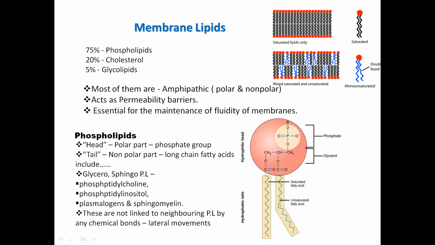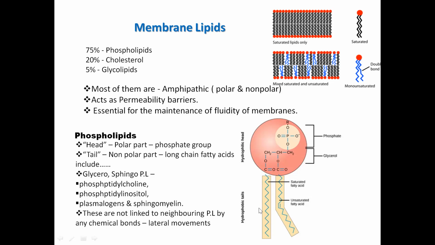This part is called hydrophobic and this part is called hydrophilic. The phospholipid head is the polar part and it is a phosphate group. The tail is the non-polar part, a long chain of fatty acids, including glycerol and sphingosine. There are several types of phospholipid like phosphatidylcholine, phosphatidylinositol, plasmalogens and sphingomyelins. These are not linked to neighboring phospholipids by chemical bonds. You should know about the phospholipids.